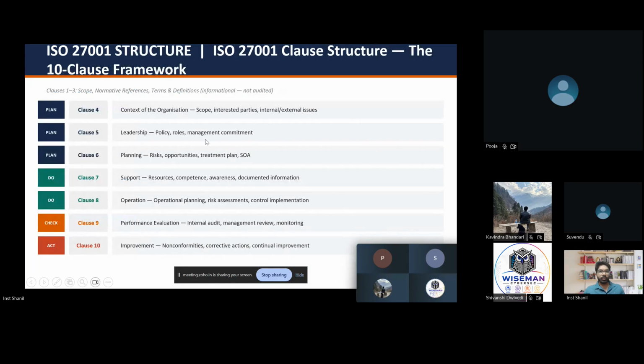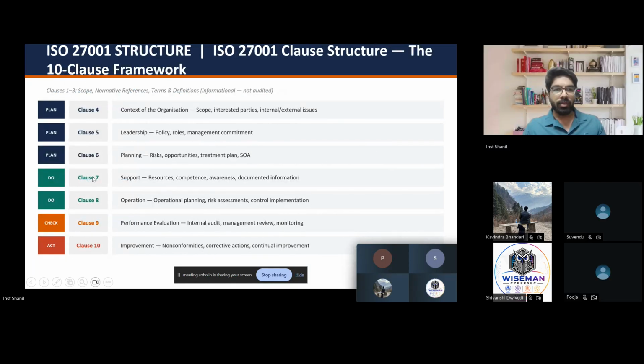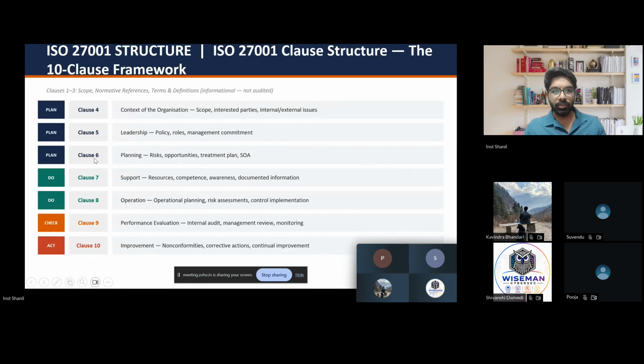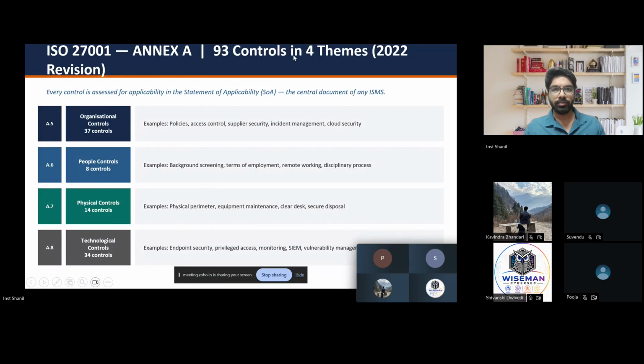All right. So these were the 10 clauses which we have understood in brief. Now we will move to the Annex A controls. Annex A is basically Annexure A, which jots down all the 93 controls which I was talking about. In clause 6, we were talking about statement of applicability, right? So statement of applicability will have these 93 controls. It is shortly called Annex A controls. Every control is assessed for applicability in the statement of applicability, the central document of any ISMS. See the importance of SOA.